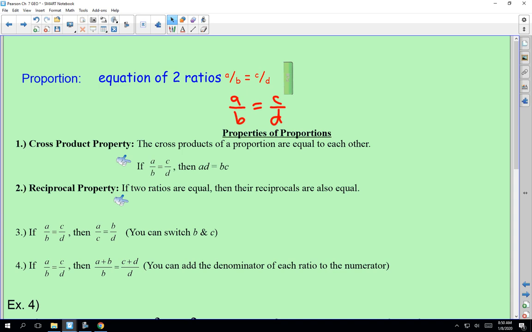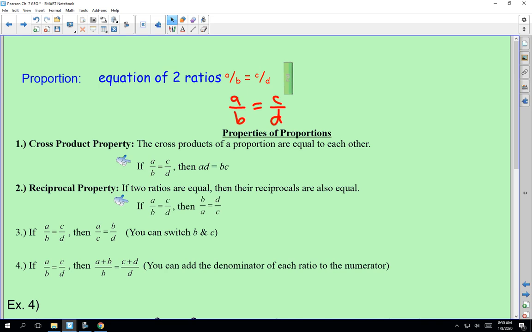And the first of the properties is, this is the one you know from algebra. If A over B equals C over D, then A times D equals B times C. In other words, you cross multiply to solve a proportion. There's some other properties that are kind of nice to use. You haven't seen these before, but they're true.